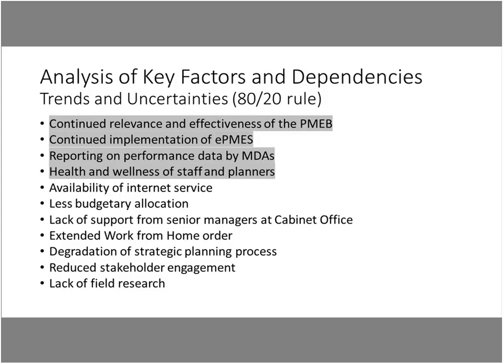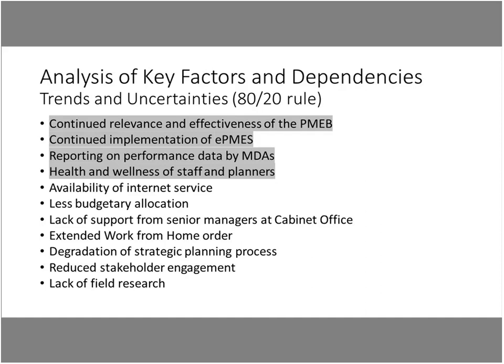So we have to analyze these factors and dependencies. You take the trends and uncertainties and you start identifying and combining them. And we use the 80-20 rule. So we look at those trends and uncertainties, of course, that have high impact, and we list them in a prioritized way. And I've highlighted 4 there.